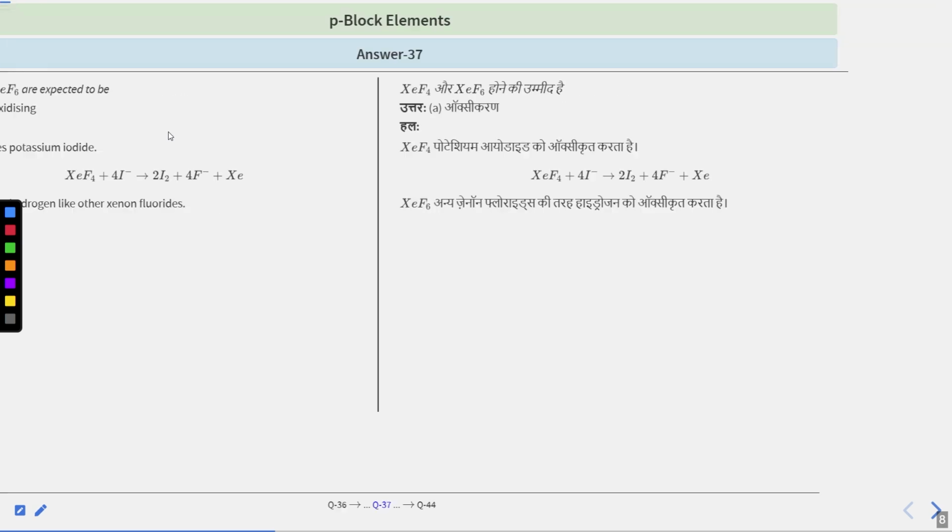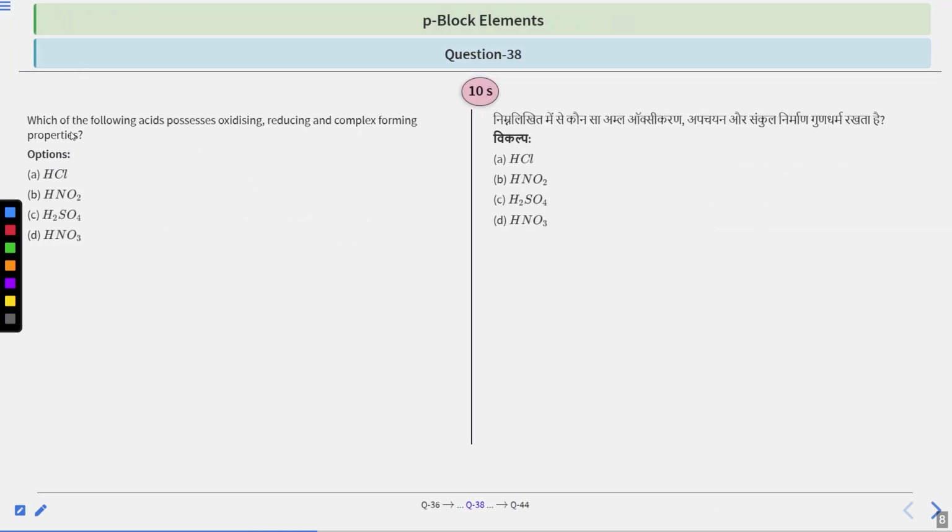Okay, let's move to the next question. Question number 38. Which of the following acids possesses oxidizing, reducing, and complex forming properties? So we have been given some acids in the options. We have to tell which acid possesses all three of these properties. Options are hydrochloric acid, HNO2, sulfuric acid, or HNO3. You have 10 seconds to solve this question. After that, we will see the answer.